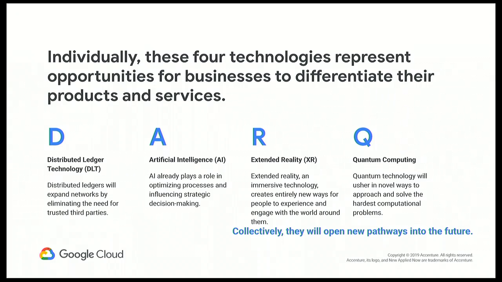The A is for artificial intelligence. I'm sure you've seen so many examples of some really cool artificial intelligence and machine learning types of implementations, even here at Next.